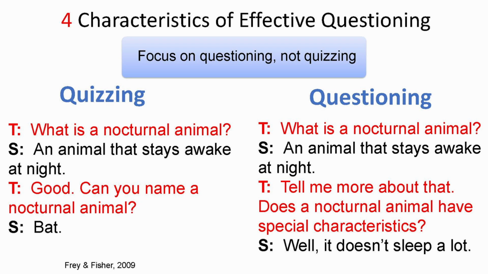and bat. A student says bat, and you say, wow, this student knows what a nocturnal animal is. That's just quizzing. That's surface level. It's not digging. Part of our job when it comes to questioning is to dig. We'll get into more of that when we talk strategies.